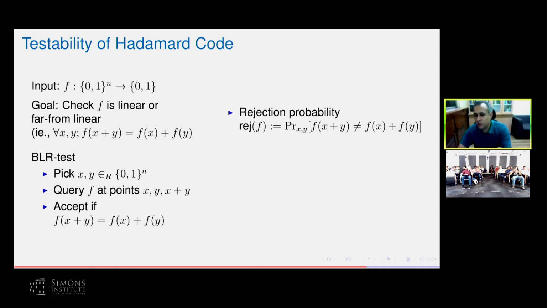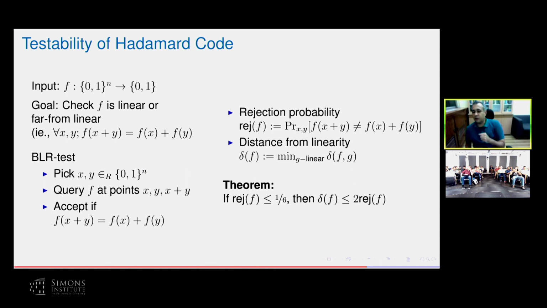So let's look at the rejection probability of a function. Given a function, let's find out what's the probability that this test fails. This is exactly the probability when I pick a random x, y, f of x plus y is not equal to f of x plus f of y. And let's look at the distance from linearity. Let's look at what's the closest linear function to this given function, and let's look at the distance of the function from linearity.